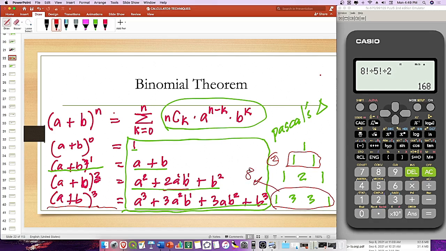Okay? So, definitely, if I substitute 1 and 1 to the variables, the result will be the expansion in Pascal's triangle. For example, if I substitute 1 and 1 to this binomial expansion, the result will be 1 plus 1 raised to the power of 3, which is 8. Okay? 8 is actually the sum, as shown in this 1, 3, 3, 1, and the sum is 8.